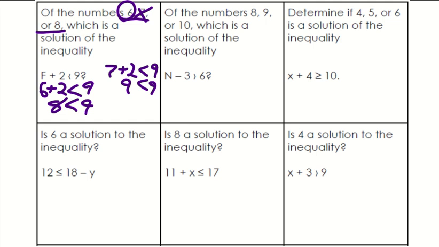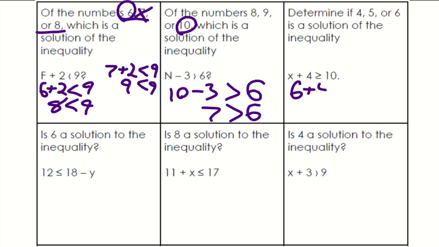All right, who's got the top middle? Aiden? 10 is correct. We put in 10. 10 minus 3, greater than 6. That gives us 7, greater than 6. That is true. 10 works. Top right. 4, 5, or 6. Levi. 6 works. When you put 6 in, 6 plus 4 greater than or equal to 10. That gives you 10 greater than or equal to 10 because it's got the little line underneath it. It can be equal. They can be the same, so that's good.